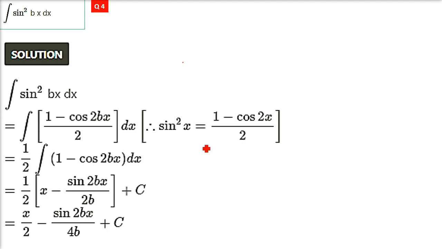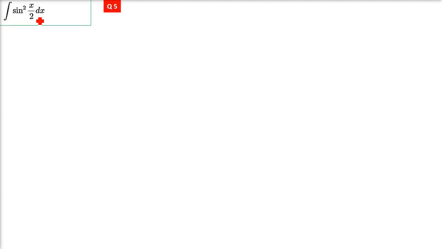So this is quite straightforward for you. Next one is sine square x by 2 dx. So the next question is sine square x by 2. The following question is cos square x by 2, which is following this sine square x by 2. So if you know this, the next question which is coming up will be easier for you.